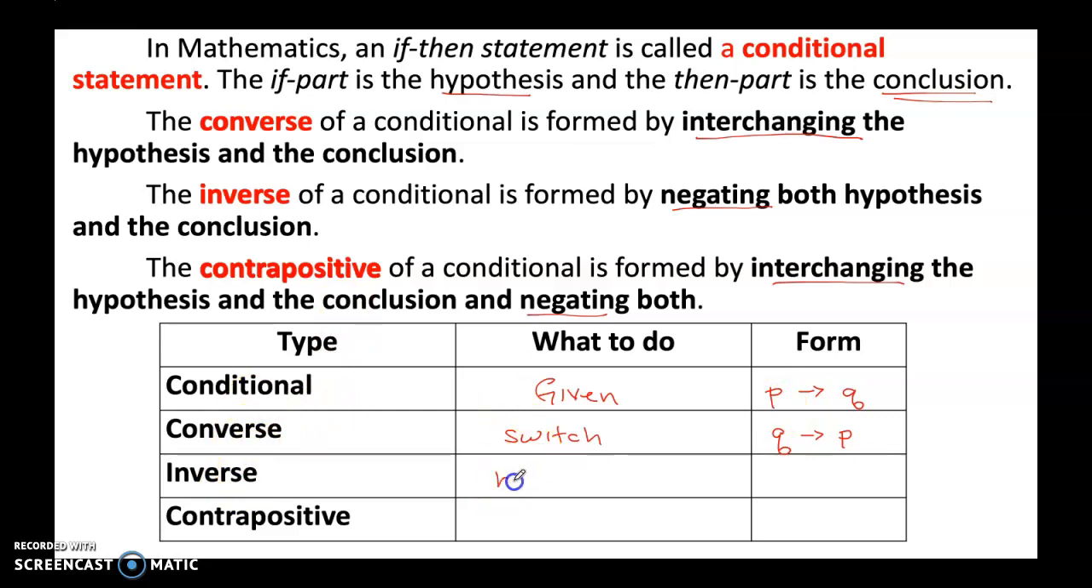For the inverse, we negate the hypothesis and the conclusion. So negating P, we have not P, then not Q. For the contrapositive, we interchange or switch and then negate the hypothesis and conclusion. So we switch the conditional statement P then Q, it will become Q then P. And then we get the negation of Q then P, so we have not Q then not P.